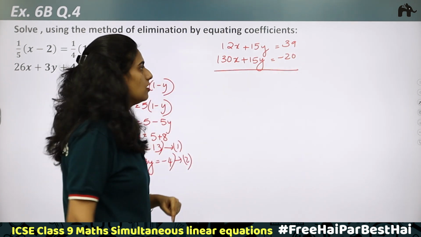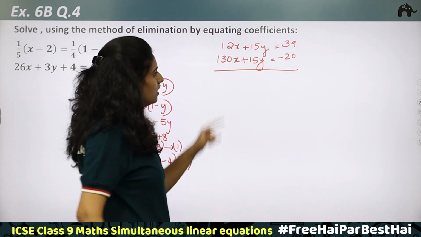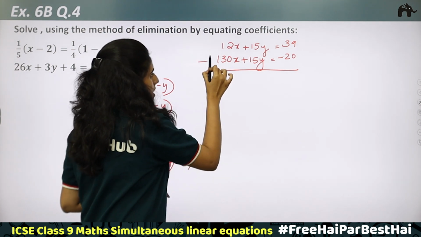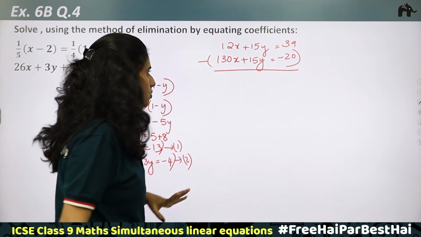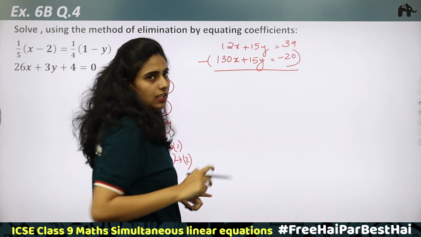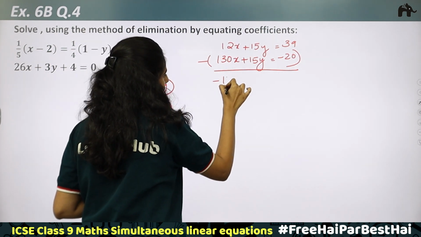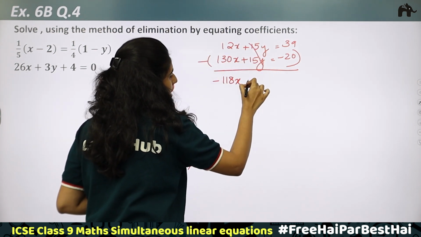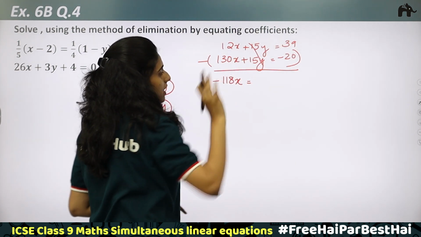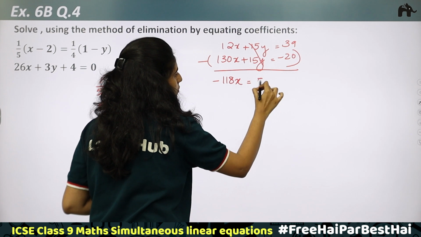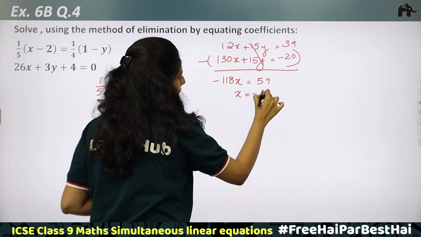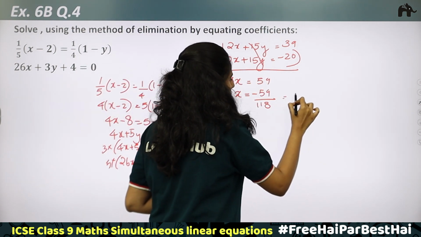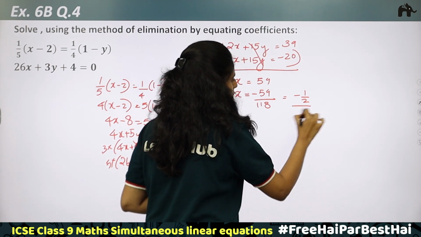Okay. So here you can see positive sign, the coefficient is now made the same. Okay, both are positive, which means you have to subtract. Second equation, subtracting it from the first equation. So 12x minus 130x, we will be getting minus 118x. 15y minus 15y can be removed. Then we have 39 minus of minus, which is plus 20, 59. Then what is x? Minus 59 divided by 118. You will be getting minus 1 by 2. So x is equal to minus 1 by 2.